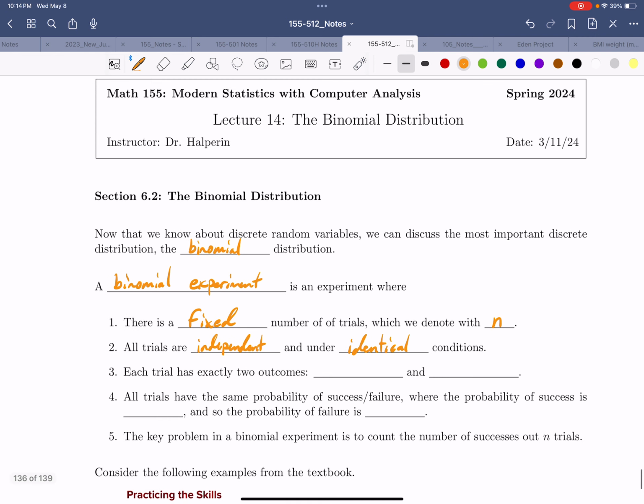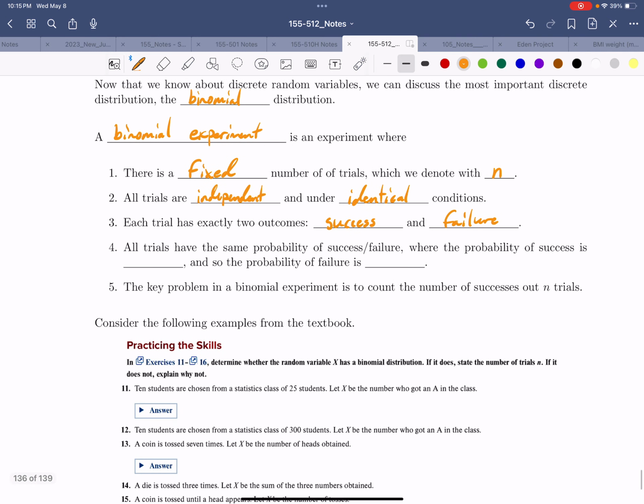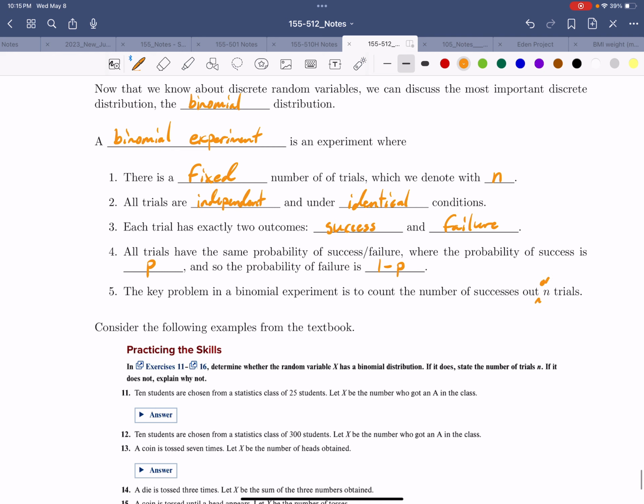Each trial has exactly two outcomes: success and failure. And all trials have the same probability of success and failure, where the probability of success is p, and so the probability of failure has to be 1 minus p, right? Because success and failure are complements. And the key thing we're looking at with binomial experiments is to count the number of successes out of n trials, or to find the probability of getting a certain number of successes given n trials.